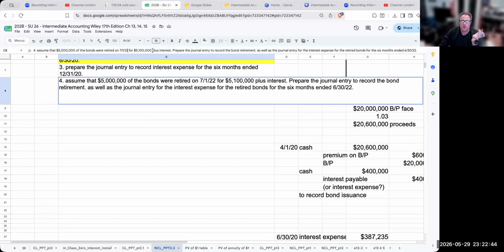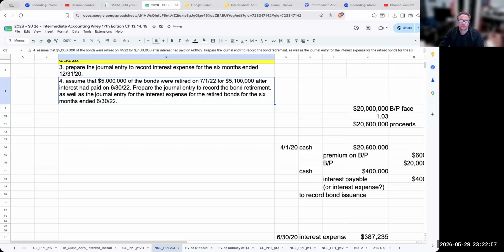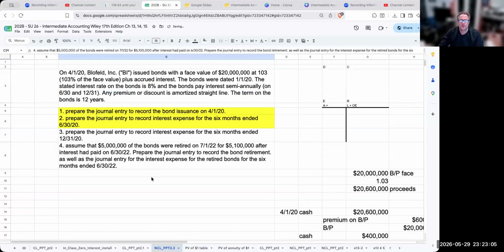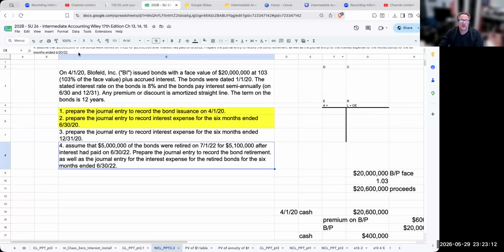7/1/22 for 5.1 million. And we'll say after interest had been paid on 6/30/22. Okay. To make this a little bit easier on ourselves. And let's make it a little bit harder on ourselves too. So prepare the journal for the retired bond for the, let's do this for the bonds.